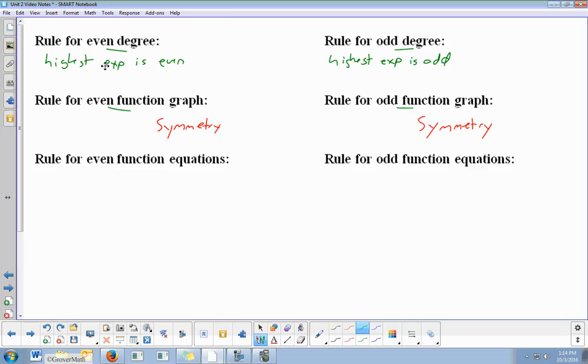So the rule for even degree is the highest exponent is even, and the arrows are together, meaning they're pointing in the same direction. It doesn't necessarily mean both pointing up. It could also mean they're both pointing down.